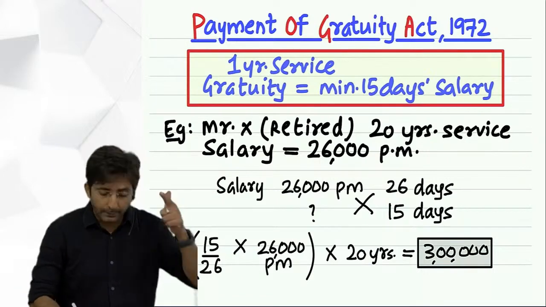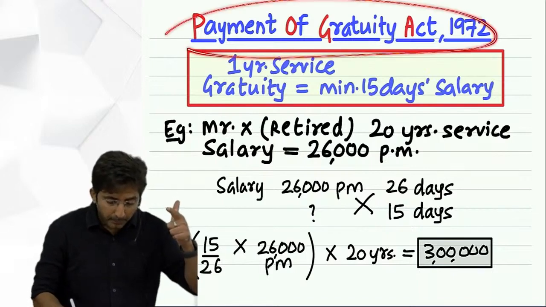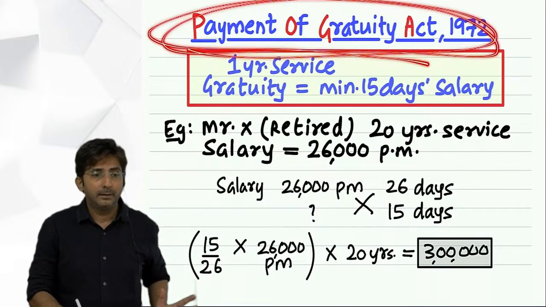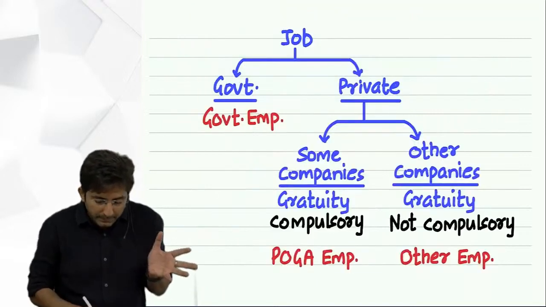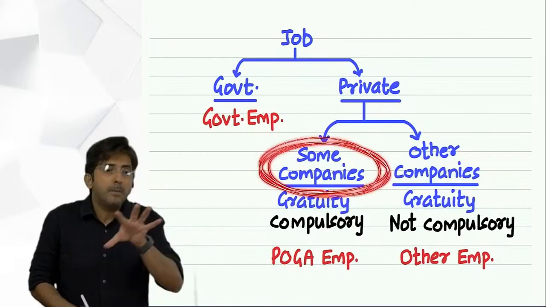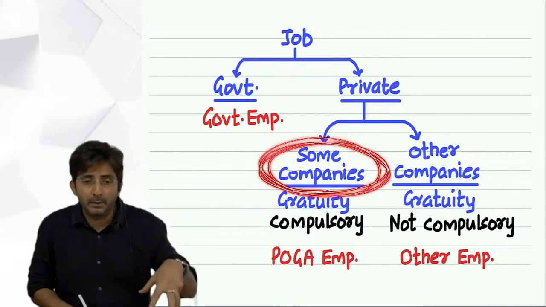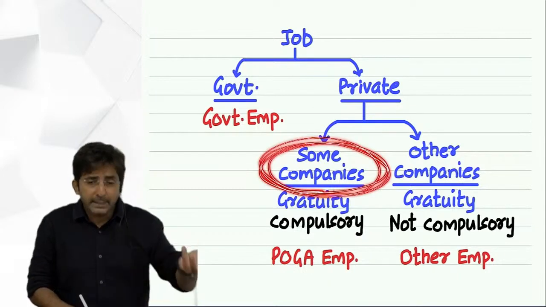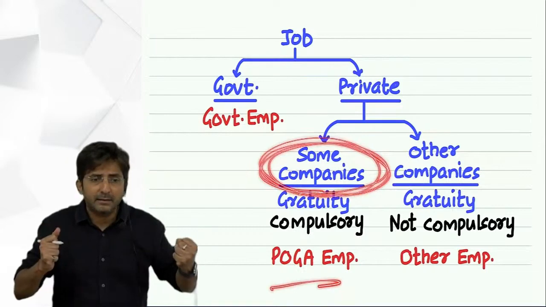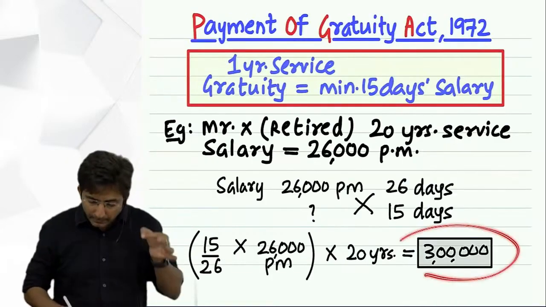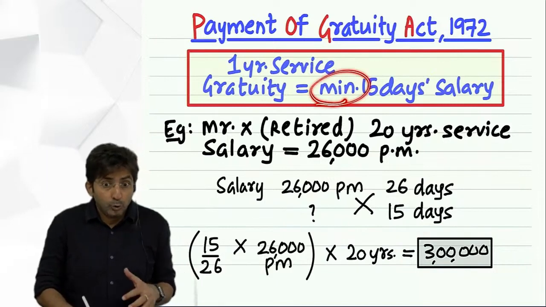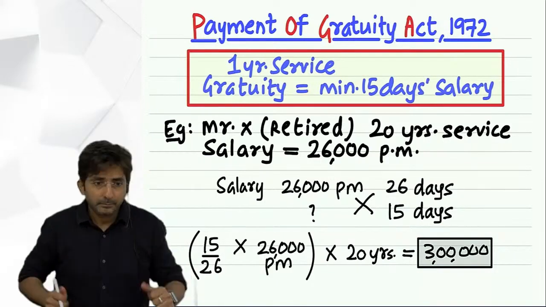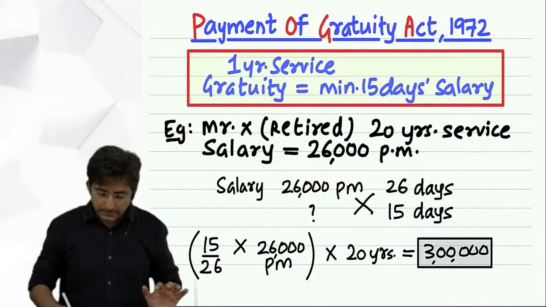This is a right given to you by the Payment of Gratuity Act. But this right you get only if you work in these companies. There are only some companies where this law is applicable. So let's assume we are working in that company, so you can exercise the right. And as per the right, you should get a minimum. See, this is the minimum amount. Actually, you might get a little more, but this is the minimum amount which you should get.